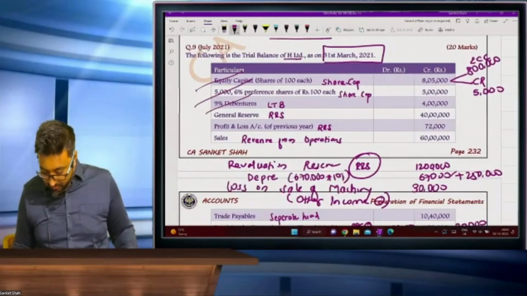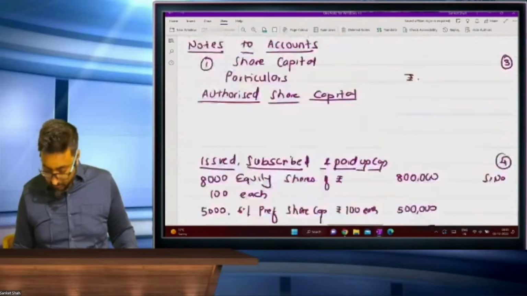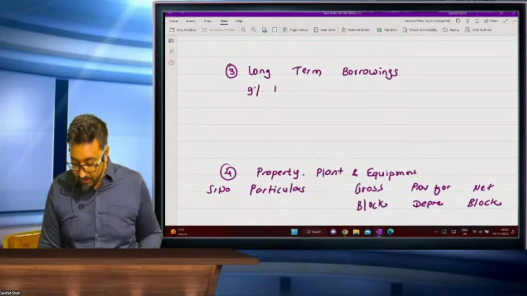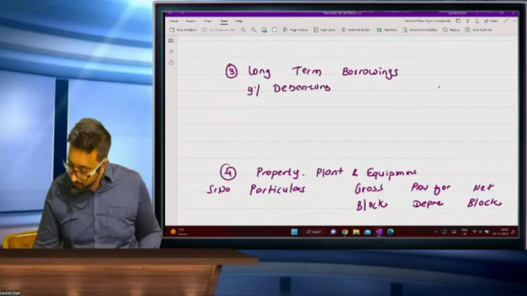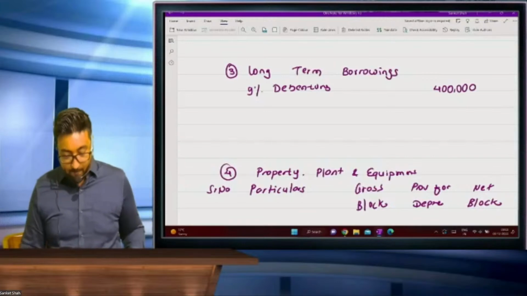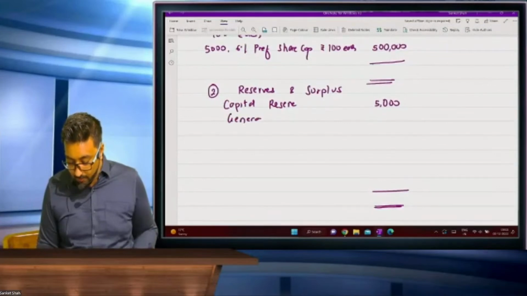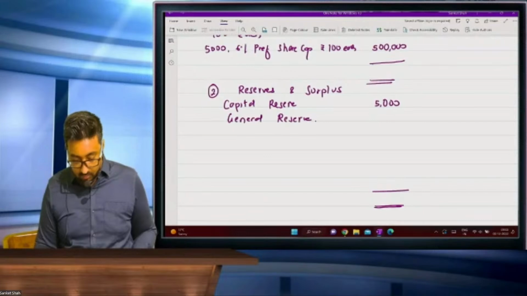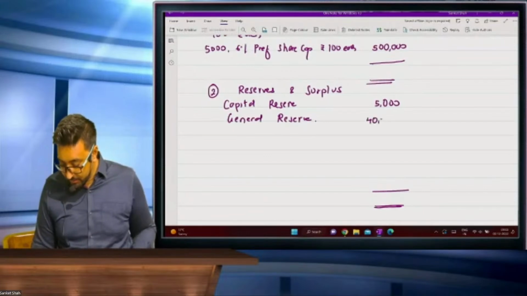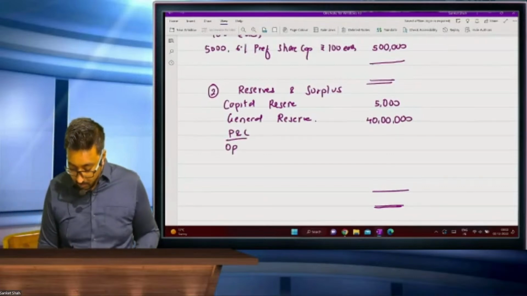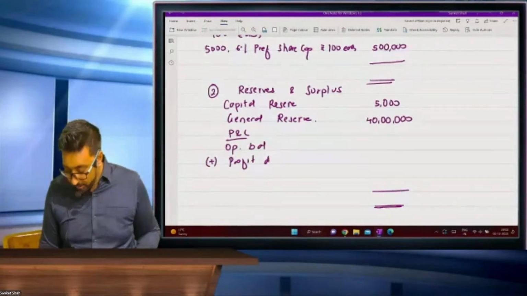Now debentures. Long-term borrowings. Sorry, debentures. 9% debentures. Third item, 4 lakhs. Fourth item, general reserve. Please have the question in front of you. General reserve, 40 lakhs. P&L, opening balance plus profit during the year.